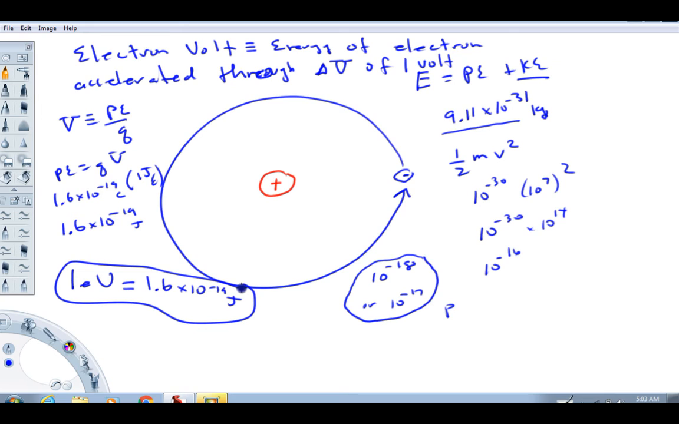So I hope this video allows you to understand what an eV is and why it's used. Again, it's just a unit of energy. It's numerically the same as the charge of an electron because of how it's defined. Again, energy of an electron accelerated through, I know it's a little hard to read there, a delta V of 1 volt.